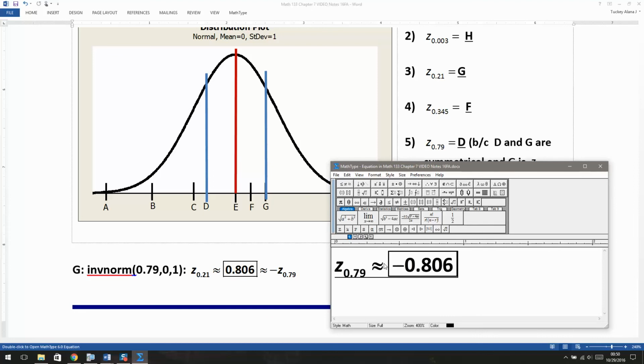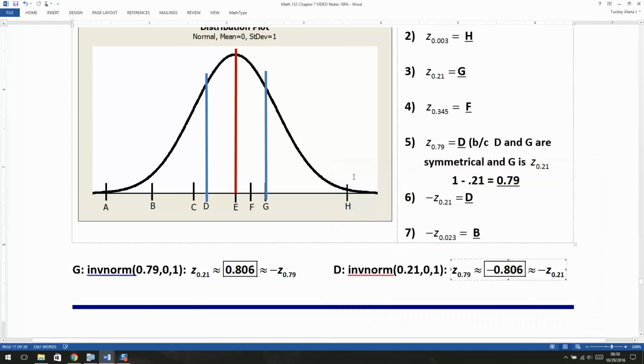And by the way, you could also abbreviate that with negative z 0.21. So if you start at the right and work your way over, it's 79% to the right. So if you look at letter D, that line right there, right? 79% is to the right of it, 21% is to the left of it. So 79% is positive z.79, negative z.21. The negative means you start to the left.